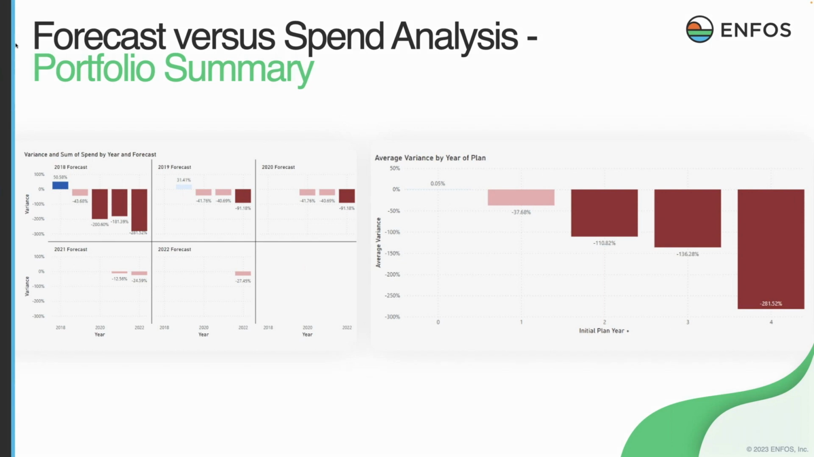Current year plus 3, minus 136. And current year plus 4, minus 281%. So those are pretty significant variances. And this information is being used by this customer of ours to determine why that is the case and what the drivers are around that. And so it's a very comprehensive analysis looking back 5 years in time.